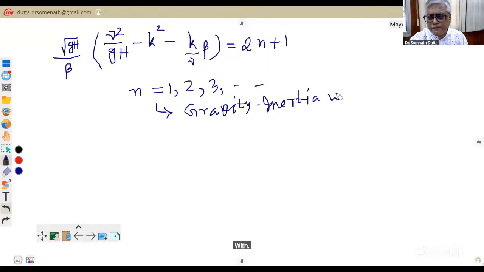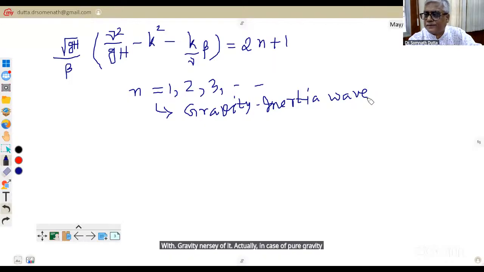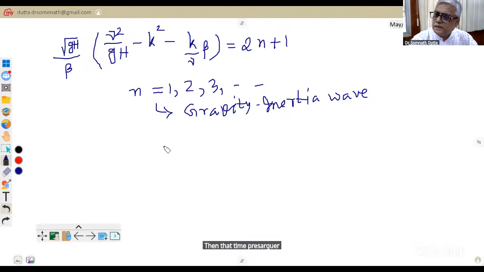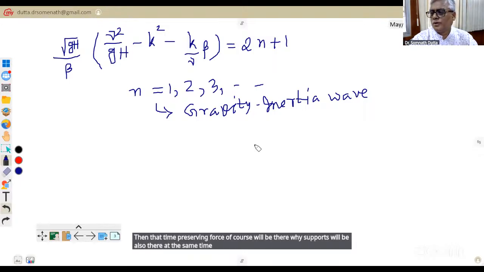In the case of a pure internal gravity wave, which we have seen already in the last class, which forces were there? The pressure gradient force was there, and the other one was the buoyancy force. But when we consider a gravity inertia wave, the pressure gradient force and the buoyancy force will be there, and at the same time the Coriolis force will also be there.